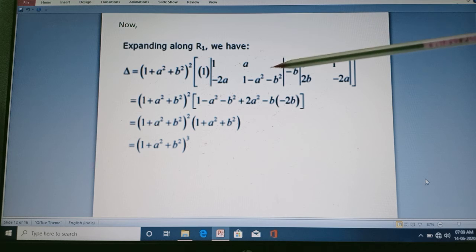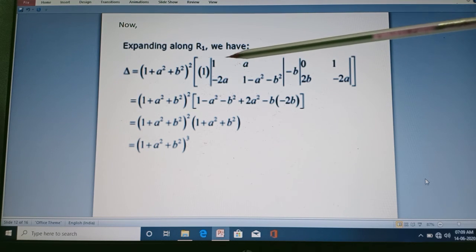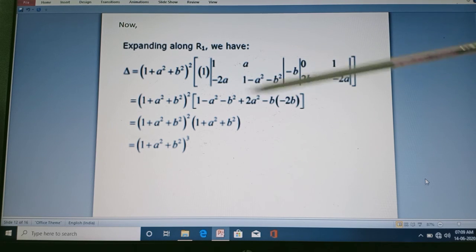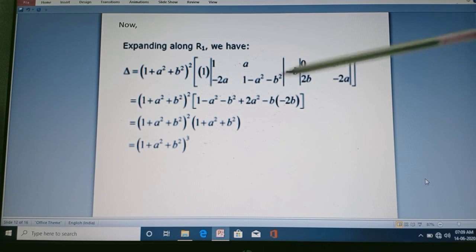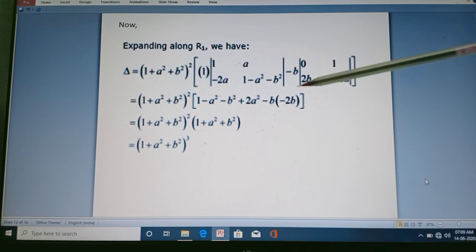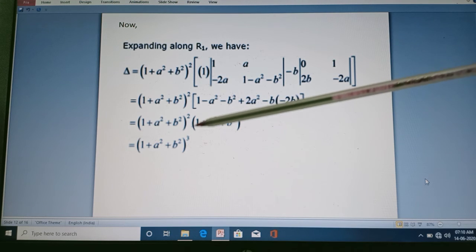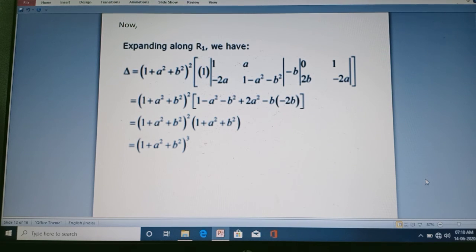So after expanding, this 1 into this minus this into this, this is 1 minus a square minus b square plus 2a square, because it is minus minus plus, and here it is minus b, it is 0 minus twice b. So you can see that we are getting one more same factor, 1 plus a square plus b square, and after multiplying these two factors we get 1 plus a square plus b square whole cube.